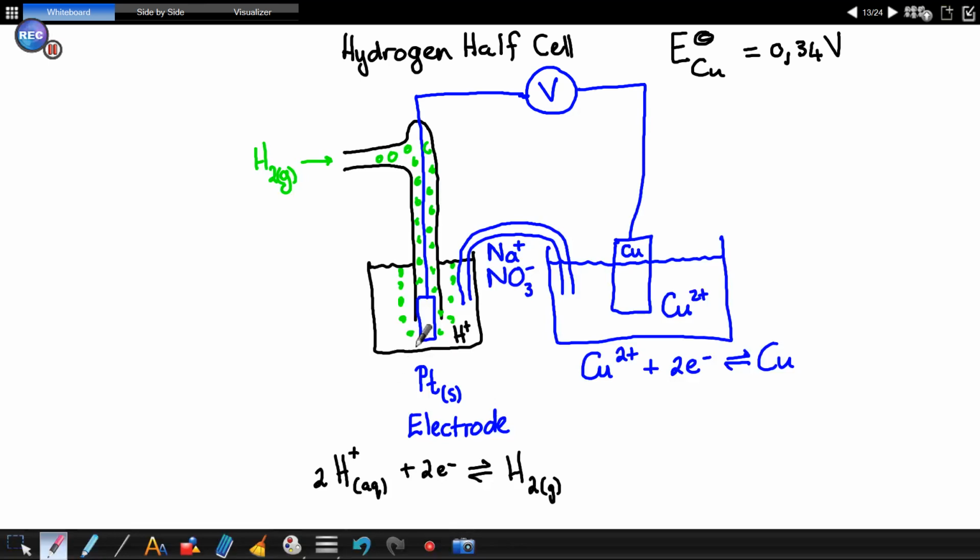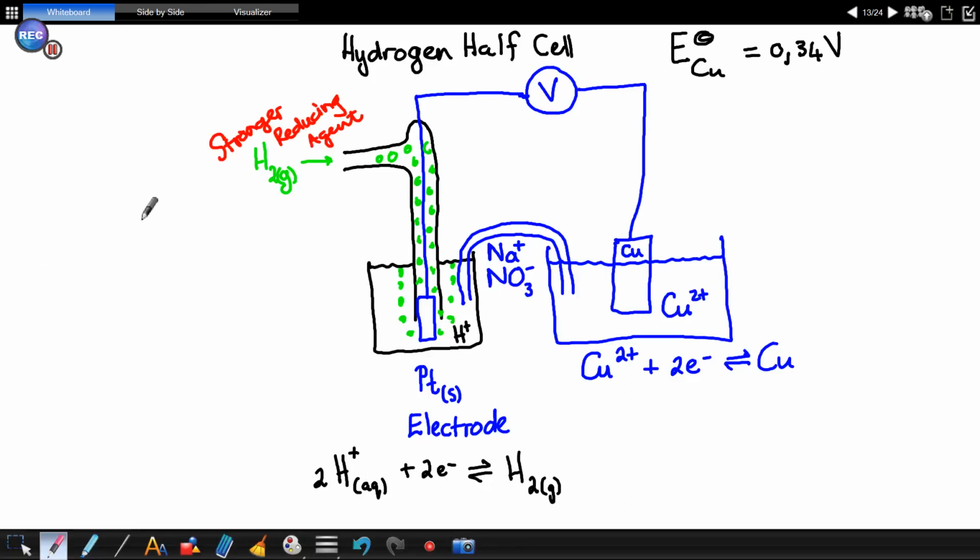Next thing is to look to see which is the stronger reducing agent. Is the hydrogen the stronger reducing agent, or is the copper the stronger reducing agent? So, when we look at hydrogen and copper, hydrogen is the stronger reducing agent. So the moment I connect the platinum to the copper, a spontaneous reaction is going to take place. That's what voltaic cells are about.